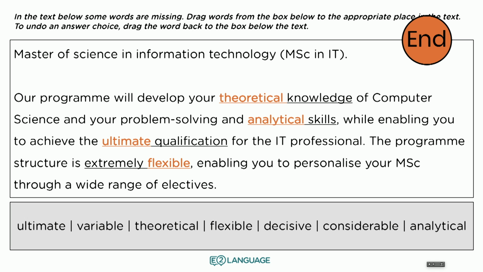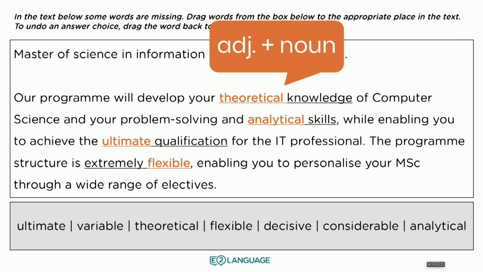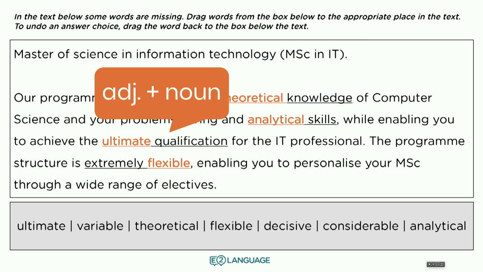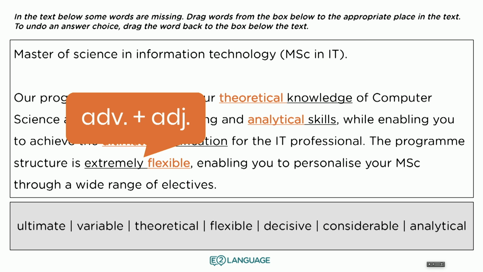Okay, you should be able to do it that quickly. So the first one is an adjective noun combination. Theoretical is an adjective, knowledge is a noun. Same as analytical skills, we've got the adjective noun. Same as ultimate qualification, adjective noun. And the last one was adverb adjective.